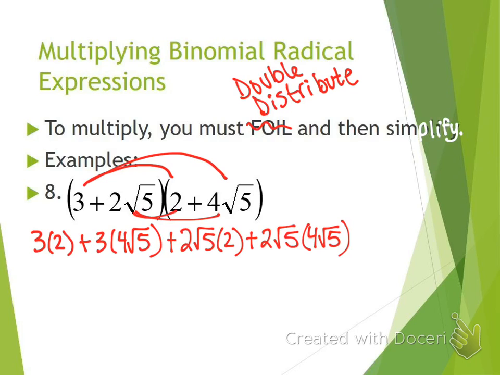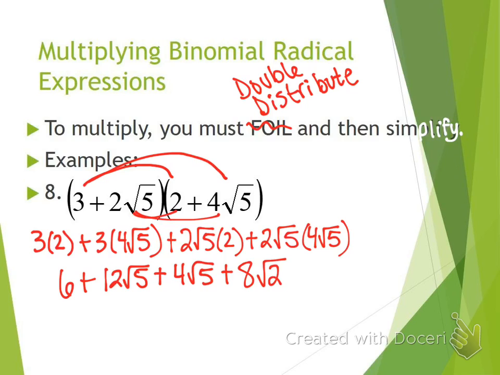All right, so let's actually start multiplying these things. 3 times 2 is 6. 3 times 4 root 5 is 12 root 5. 2 root 5 times 2 is 4 root 5. 2 root 5 times 4 root 5 is 8 root 25. Good. But we know, well, we'll get there in a minute. So let's keep on simplifying.